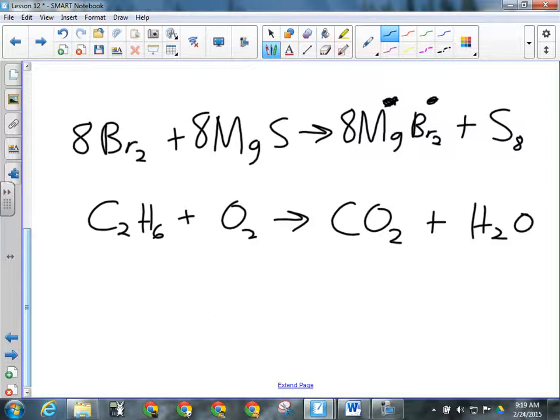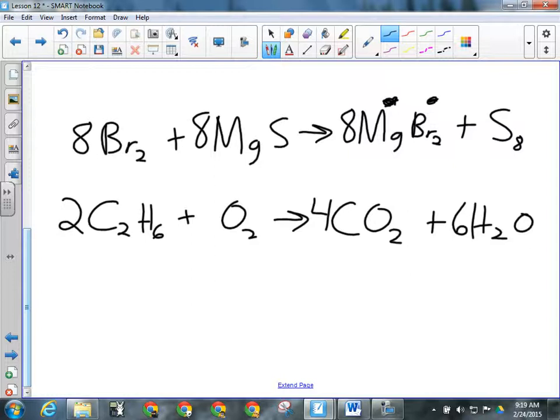Is there an even number of carbon atoms here? If there's an even number of carbon atoms, I start balancing with a 2. That's why we call it the rule of 2. Even number, start with a 2. Now I'm going to balance in alphabetical order. How many carbons are there here? 4, so I'm going to go over here and write a 4. How many hydrogen are there? 12, so I'm going to go over here and put what in front of water?